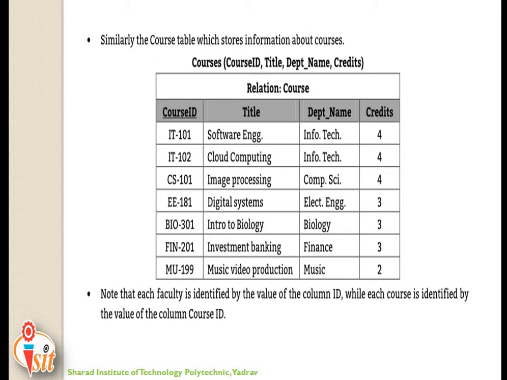Here one important note: each faculty is identified by the value of the column ID, while each course is identified by the value of the course ID. That's why it's called a unique name, by which you can identify the faculty and the course.